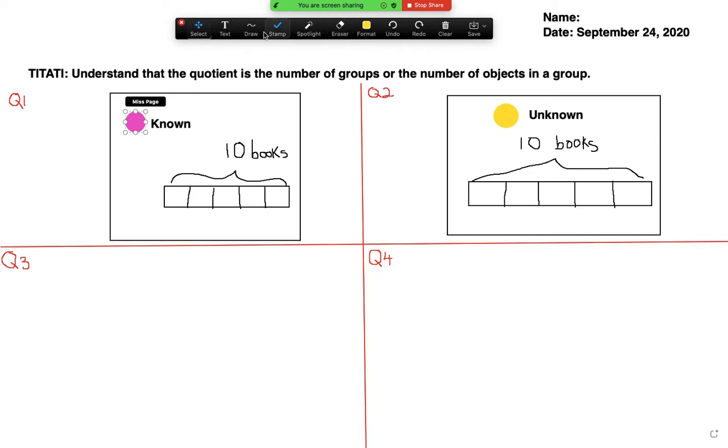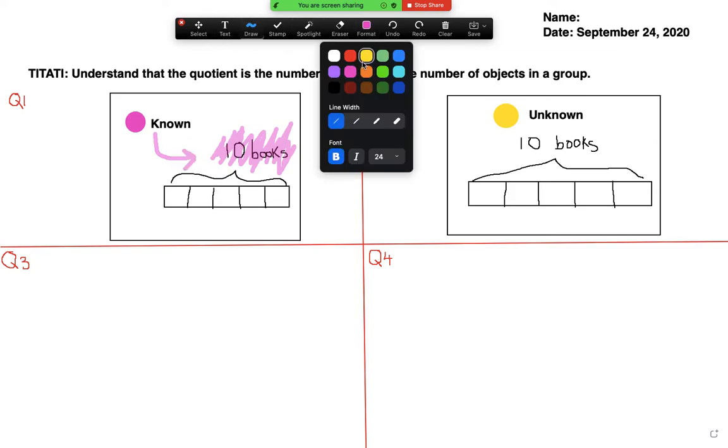And what we're going to do is shade in what the known is. We're going to shade in what the unknown is. So the known is, what number do we know in this problem? We know 10, right? That's the number we were given. So lightly, even lighter than I'm doing, go ahead and shade in with your pink or with your highlighter 10 books. Because that's our known. If I'm going too fast, go ahead and pause the video.